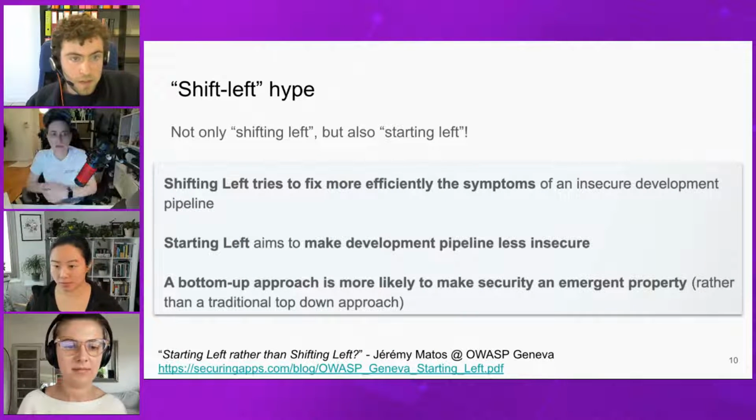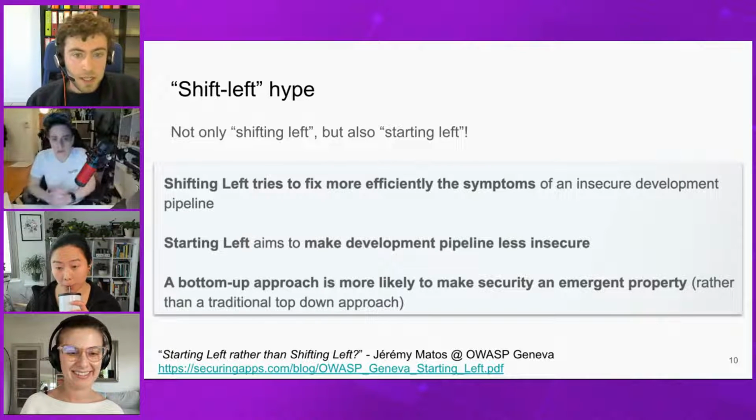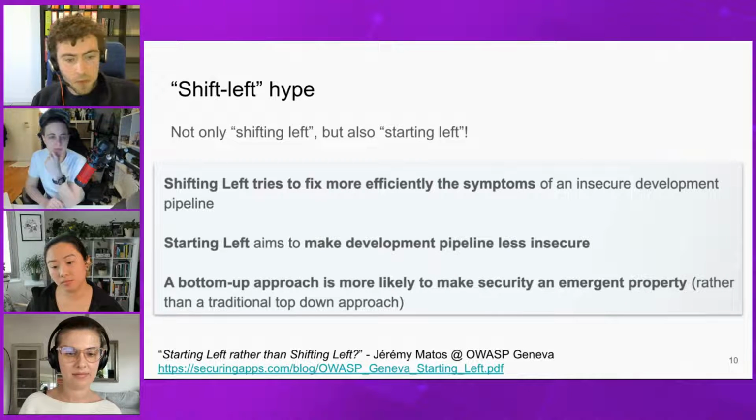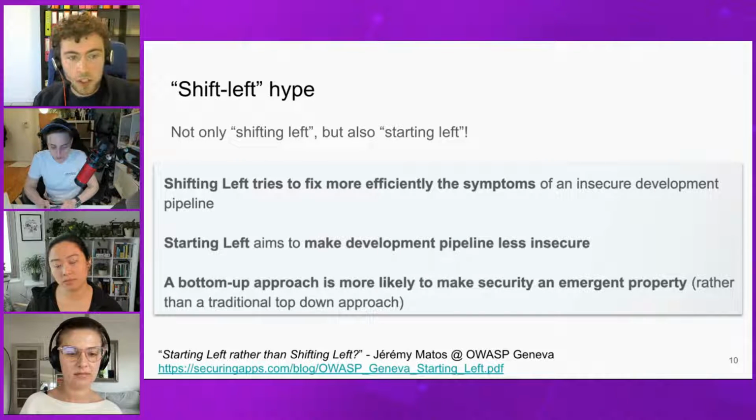Also, something else about shift left is that it is going to help, but it's not going to be a silver bullet. Typically, if our development pipeline is insecure, if we have a culture where people don't care about security, just throwing a bunch of security tools at our developers is not going to help, because we are trying to fix the symptoms instead of the root cause. And this is a very nice talk that Jeremy Matos did a few days ago at OWASP Geneva, where he talks about this and some strategies to make sure that shifting left is not just a buzzword where we keep giving a bunch of findings to developers.